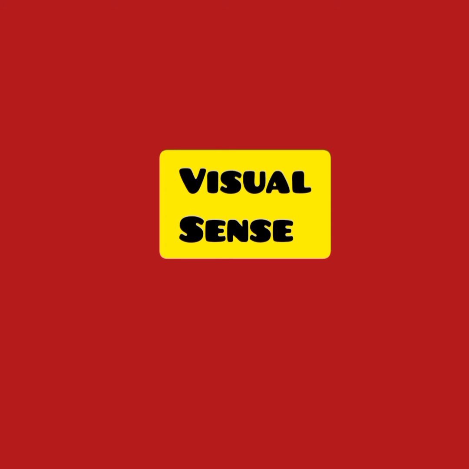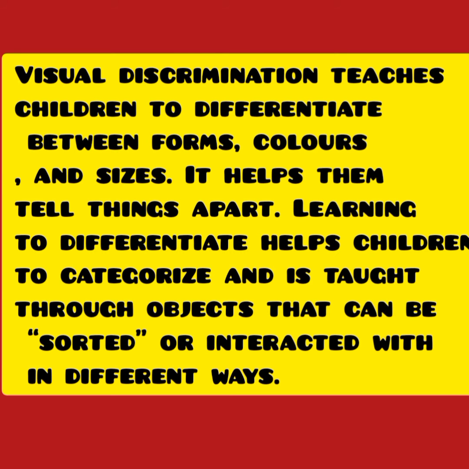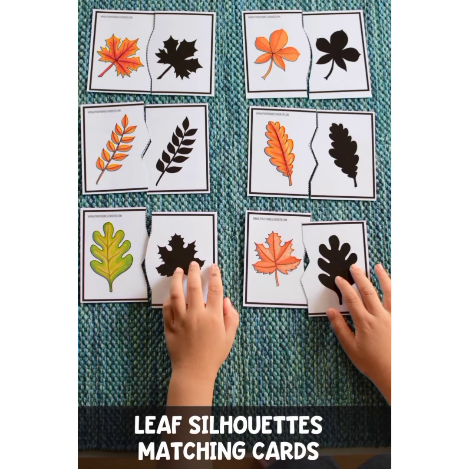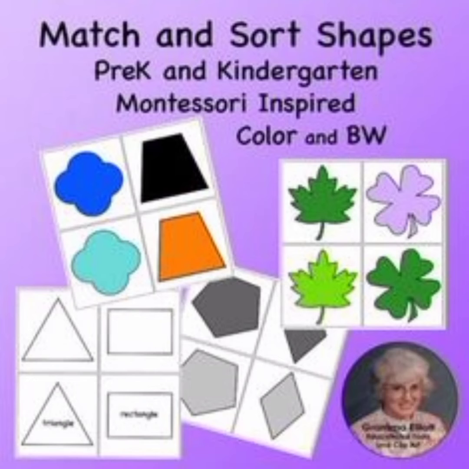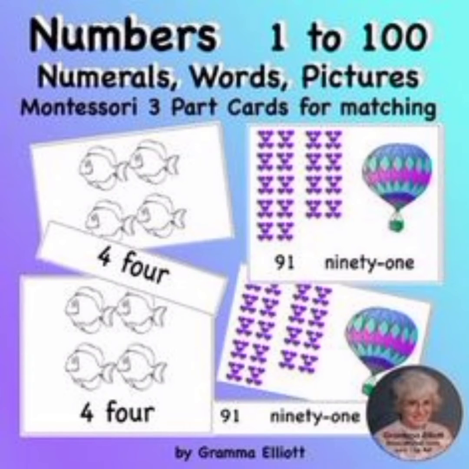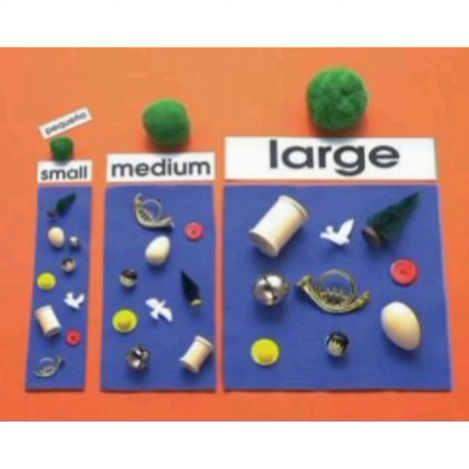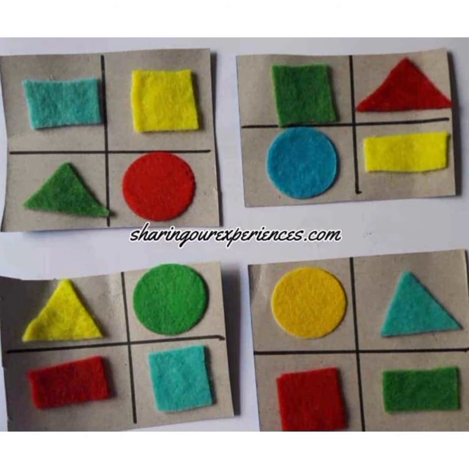Visual discrimination is the ability to detect differences and similarities in size, shape, color, and pattern. Visual discrimination teaches children how to differentiate between forms, colors, and sizes. It helps them to tell things apart. Learning to differentiate helps children to categorize and is taught through objects that can be sorted or interacted with in different ways.